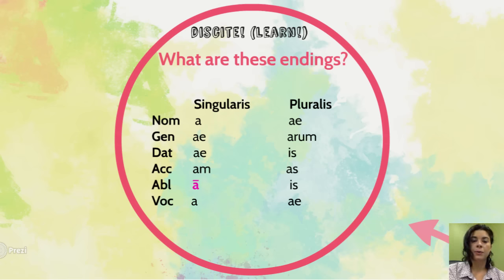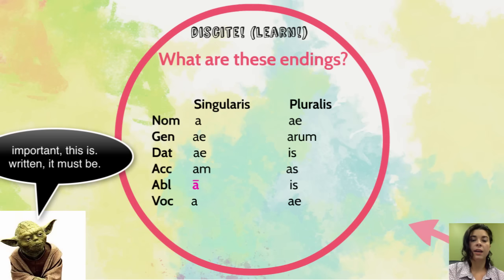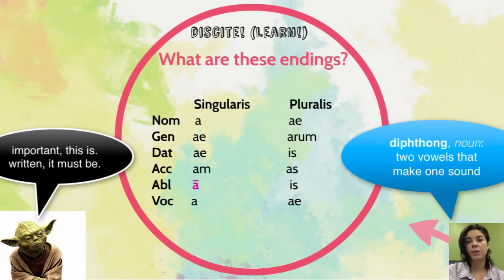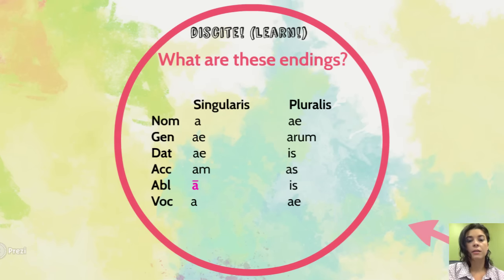So let's go through these endings. The first, the nominative one, is A. Then we have the genitive, AE, dative, AE. These two are diphthongs, meaning they are pronounced as one vowel. Then we have the accusative ending, which is AM, the ablative, which is A.